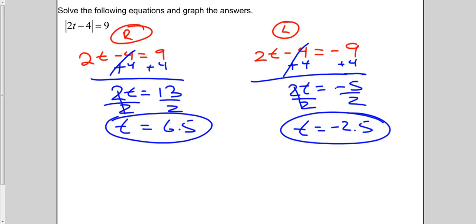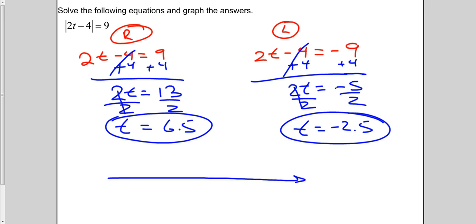If I wanted to check, I could plug back in 2.5 and 6.5, and I should end up with something that works because I used the right-hand case, basically, where I'm going to the right. So I'm going 9 above what we're talking about, and I'm going 9 below. And I should get the right answer.